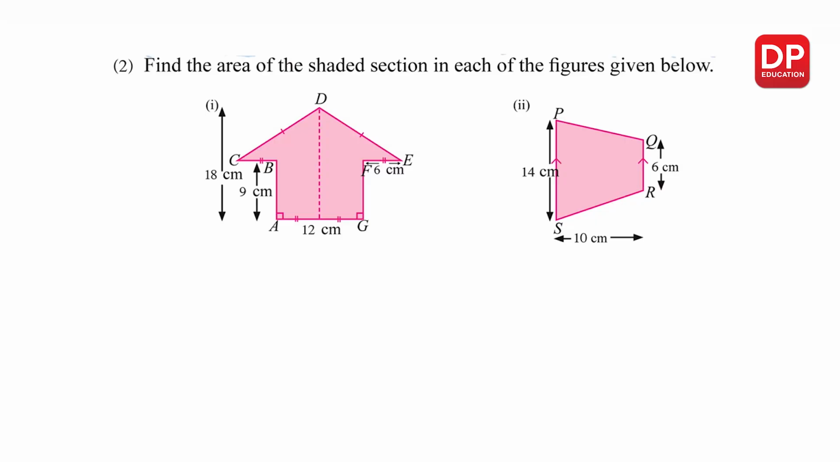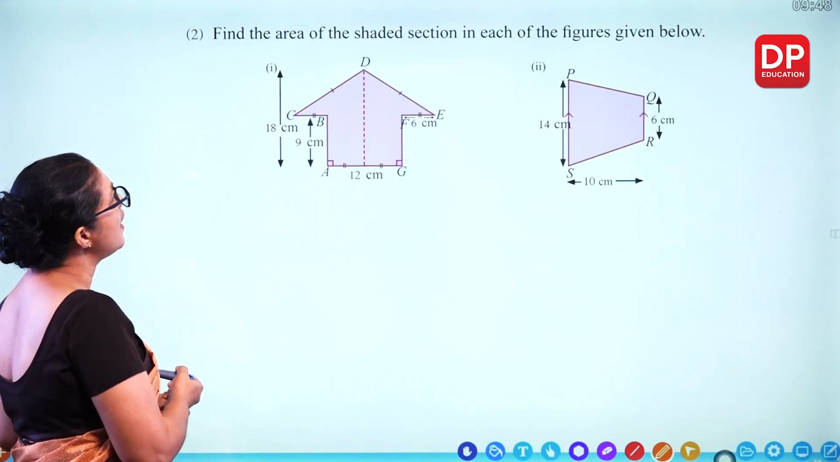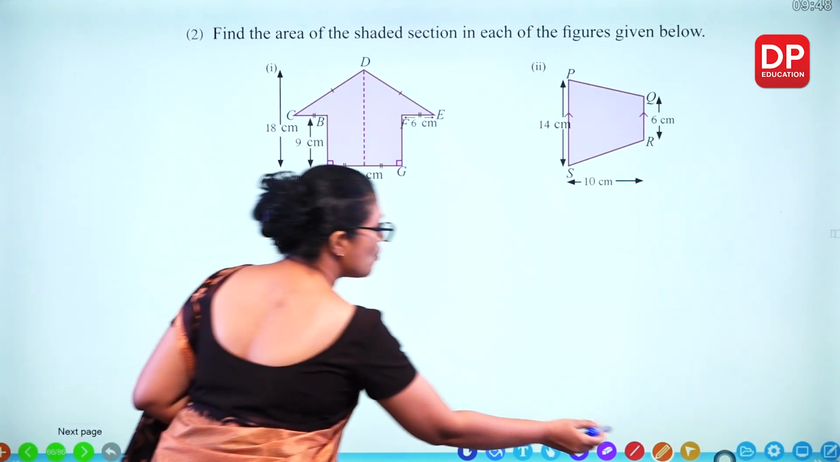Find the area of the shaded section in each of the figures given below. I can divide into two parts.